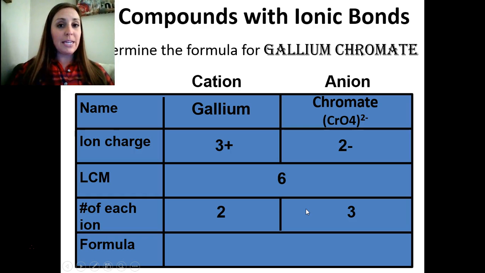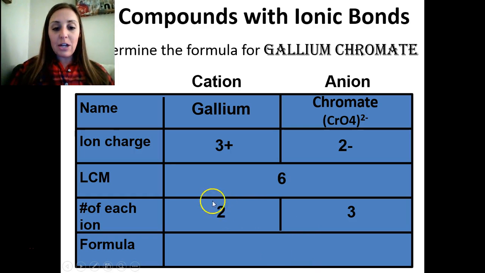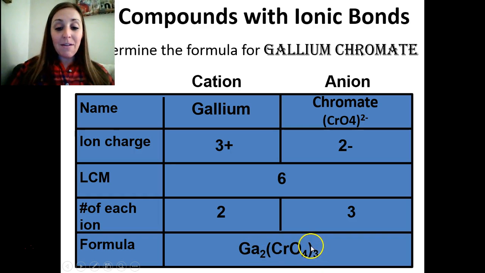It doesn't happen for every single one. If you go to the last one, calcium oxide, you don't get to just switch it, because then it would be Ca2O2. But if they have different charges, then you do actually switch the numbers, and then you can see if you have to reduce at the end. So I've got 2 galliums to make a positive 6, and 3 chromates to make a negative 6 so that those two will cancel. So gallium has 2, so Ga2. But I need to say I have 3 of the whole chromate. So here it is, Ga2, and since I have 3 of the whole chromate, that's put in parentheses.